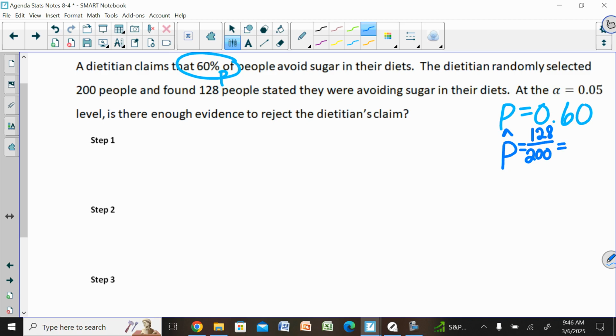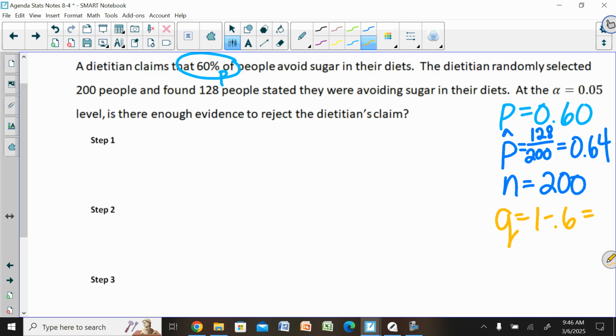If I gave you a percentage, that P hat is already calculated, so I would just jot down that percentage. This one I have to calculate. Sample size N is 200. And our Q is coming from our P, so 1 minus 0.6. So our Q is 0.4 or 40%. Not from our P hat. So remember that. That one's a little sneaky one.